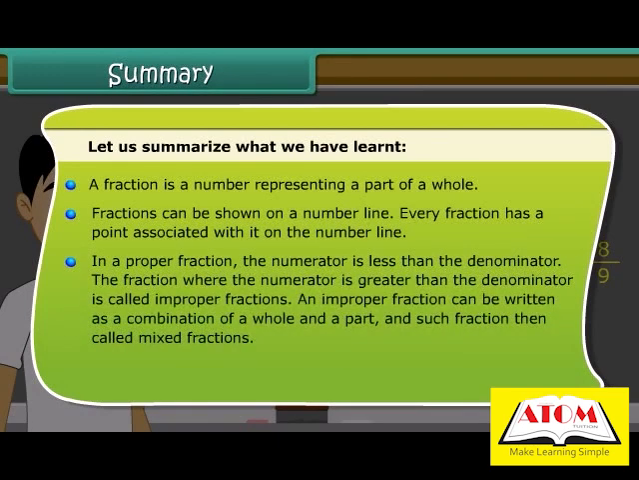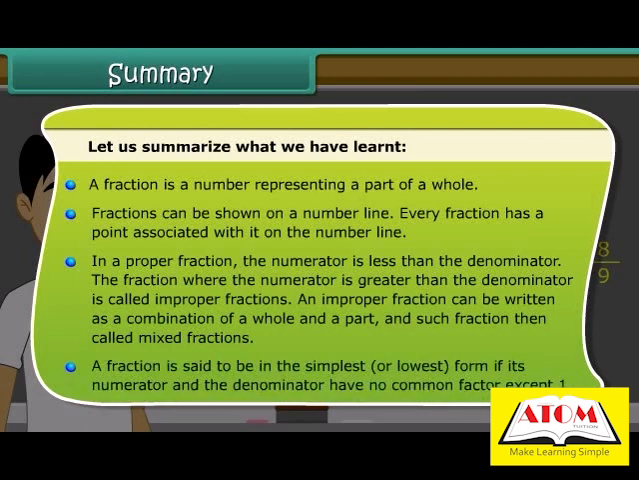In a proper fraction, the numerator is less than the denominator. The fraction where the numerator is greater than the denominator is called improper fractions. An improper fraction can be written as a combination of a whole and a part, and such fraction is then called mixed fractions. A fraction is said to be in the simplest or lowest form if its numerator and the denominator have no common factor except 1.